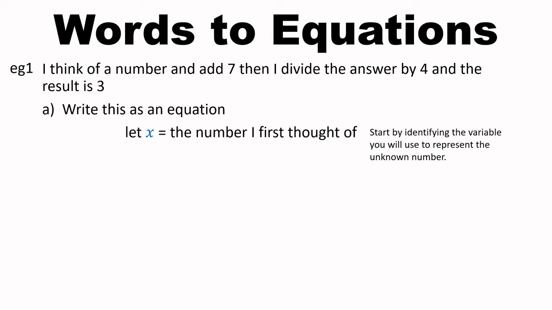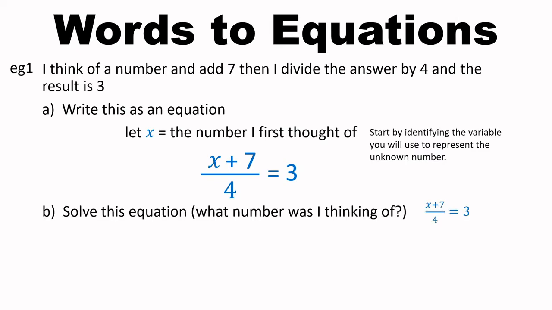In this question, there's a number that I started by thinking about, but I don't know what that number was. In algebra, we very often use the letter x to represent some unknown number. So here I'm making a let statement to make it clear x is the number that I first thought of. Then as it says in the question, I added 7 to the x, then divided that answer by 4, and the result was 3. So as you can see, this is a fairly straightforward question where we're just naming a variable and performing the operations in the order given in the question.